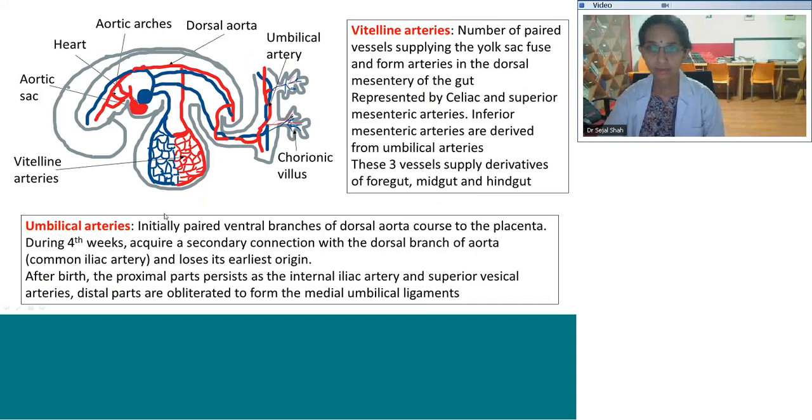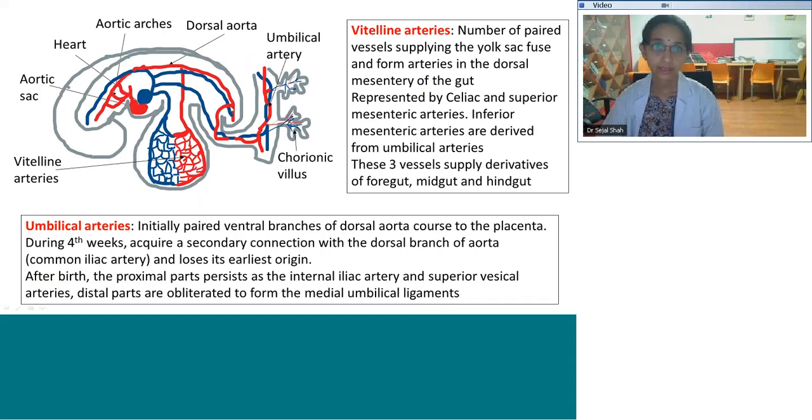Now, along with this, we will also see a little about the vitelline arteries, which supply the gut, and the umbilical arteries, which are connected to the placenta. So this is a section of the embryo, where this is the heart, and this is the aorta, and this is the venous system. This is the sinus venosus, and this is the aorta. These are the aortic arches, and this is the dorsal aorta.